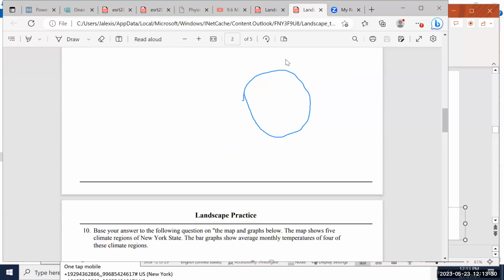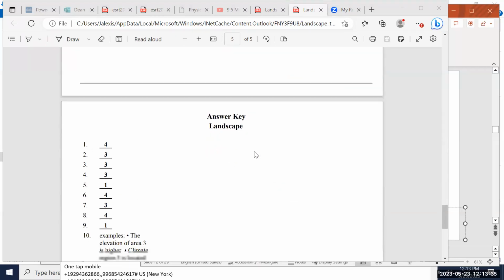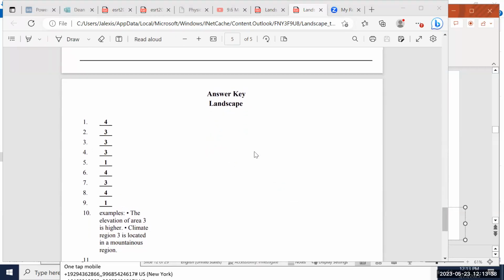For number 10, I'm going to scroll to the answer sheet. You could have said any of these right here. You could have said that climate region 3 is located in a mountain, or that the elevation of area 3 is higher. So either mentioning that the elevation is high or that region 3 is on a mountain, either of those two things would work for number 10.